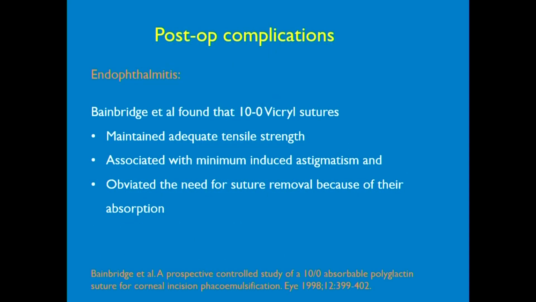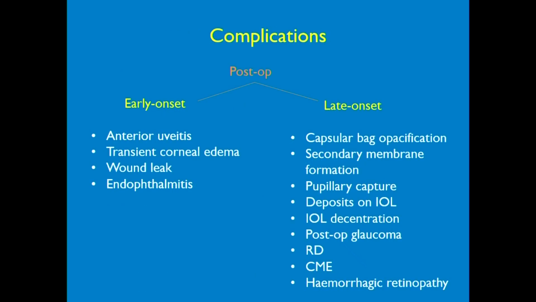So Bainbridge and all had a study where they found that 10-0 Vicryl sutures maintained adequate tensile strength. It was associated with very minimal astigmatism, and it obviated the need for suture removal. Vicryl is a suture which absorbs, and hence you don't have to post them for another GA for suture removal. So these are the early onset complications.